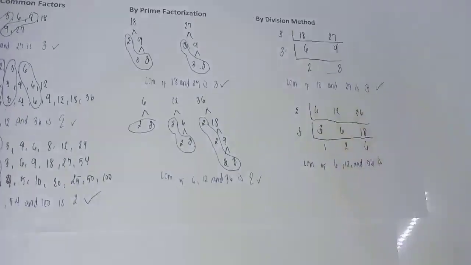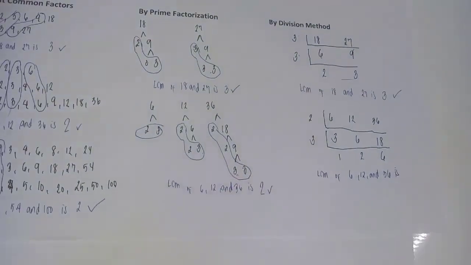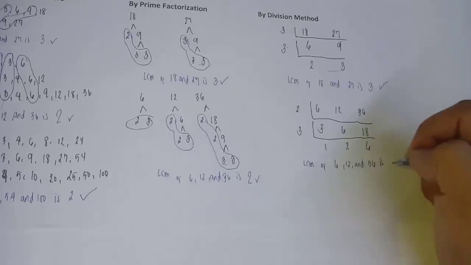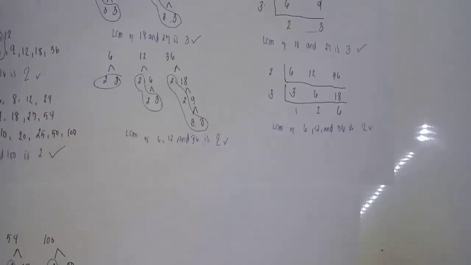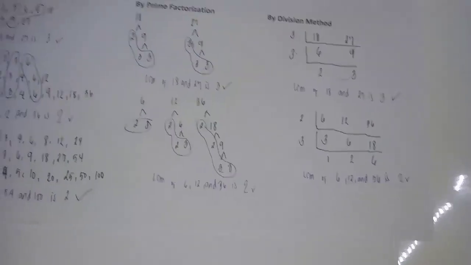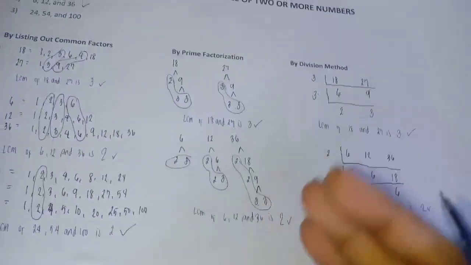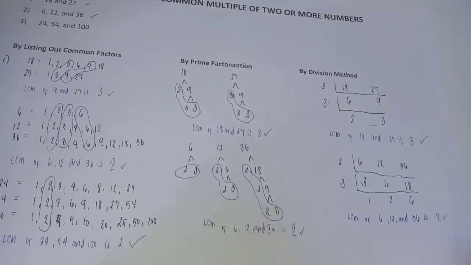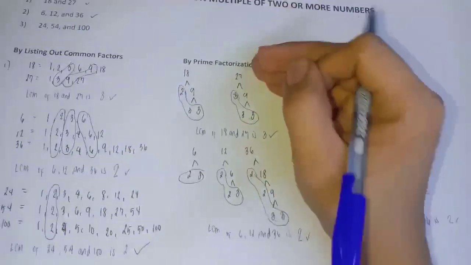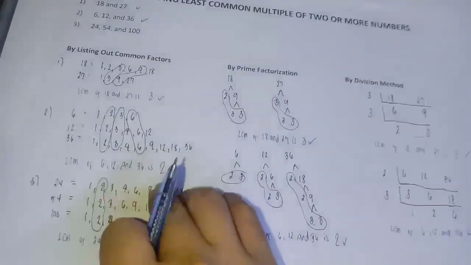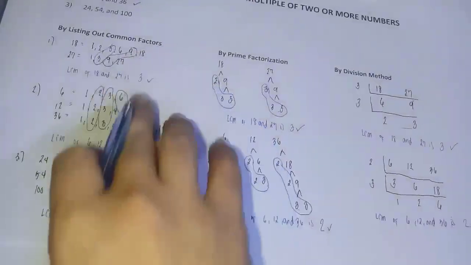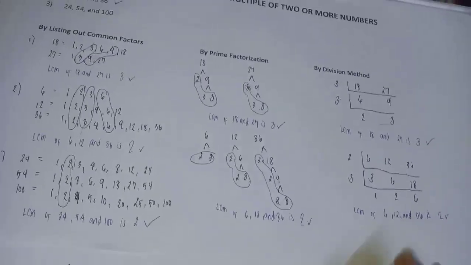Again, between 2 and 3, which is less? The answer is 2. So, therefore, the LCM of 6, 12, and 36 is 2 using the division method. Which also yields the same answer of 2 as our LCM using prime factorization, and also the same LCM using listing out common factors. So let's proceed to the last item.